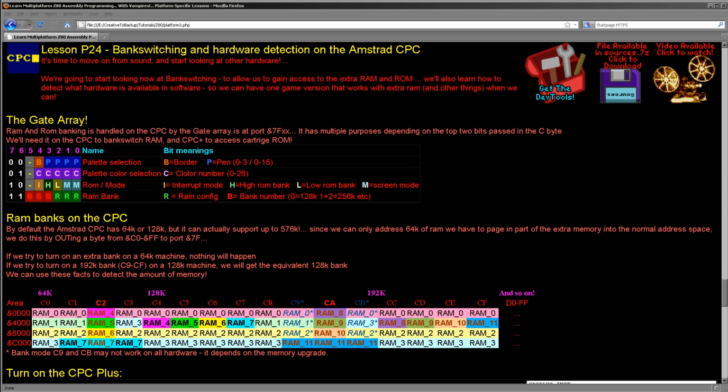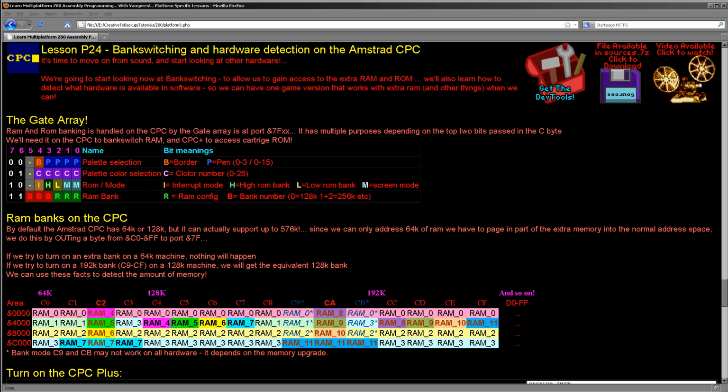Now beyond that, we'll be looking at the CPC Plus functions, how to turn them on and how to detect whether they exist or not. And we'll also be looking at how to use the cartridge memory on the CPC Plus if you're creating a ROM cartridge.